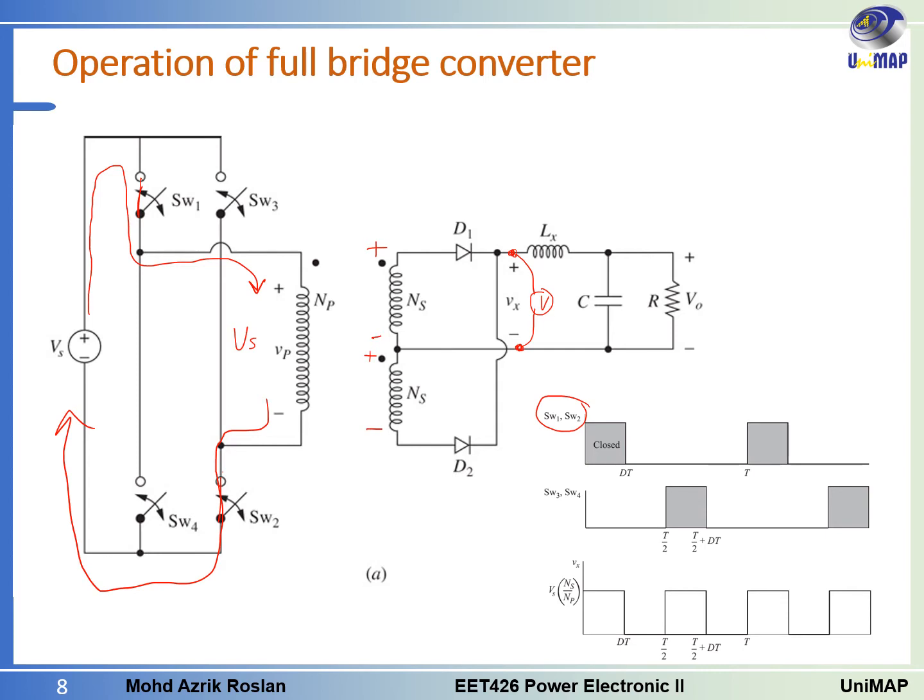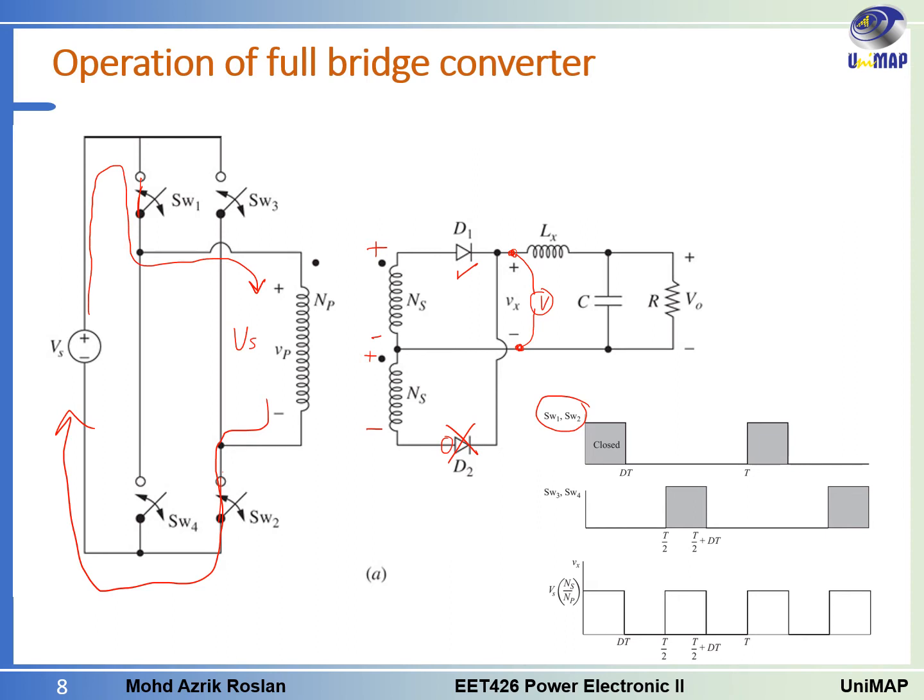During when switch 1 and switch 2 turn on, because this is positive at the anode, this one will turn on. How about this one? We have anode here, and then we have negative at this point. So this diode will turn off. Okay, then we will continue.